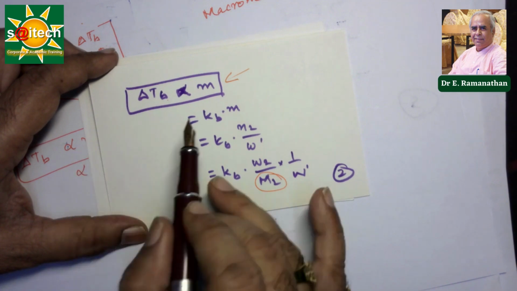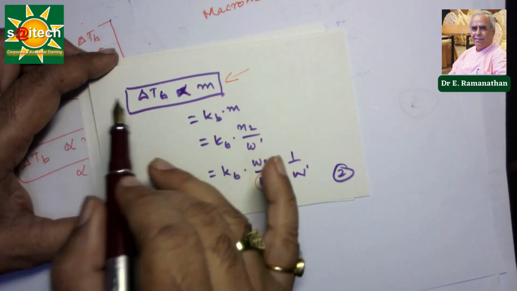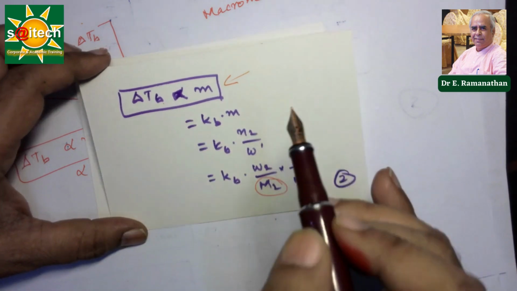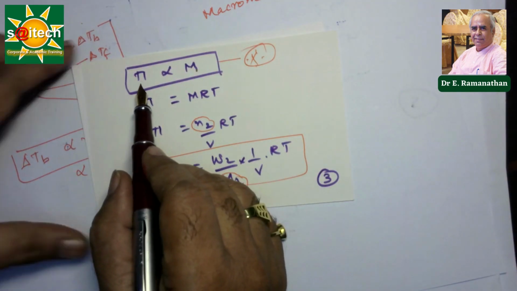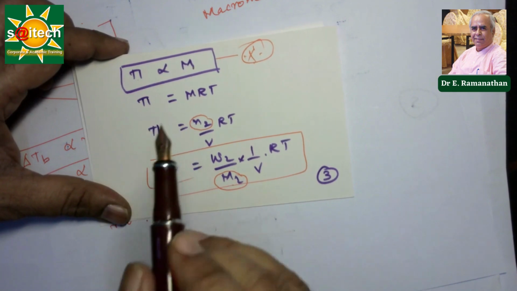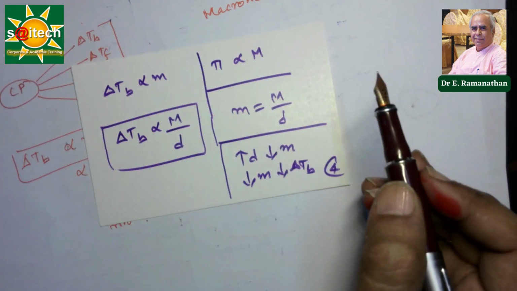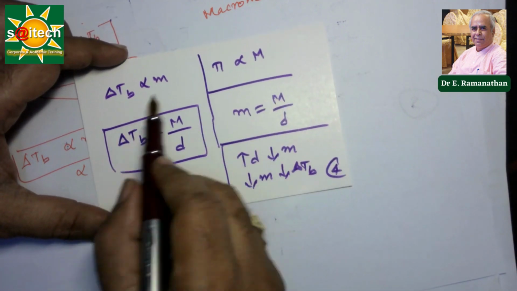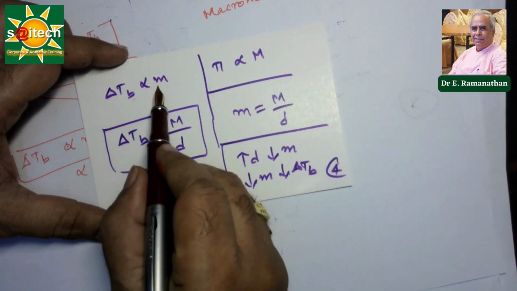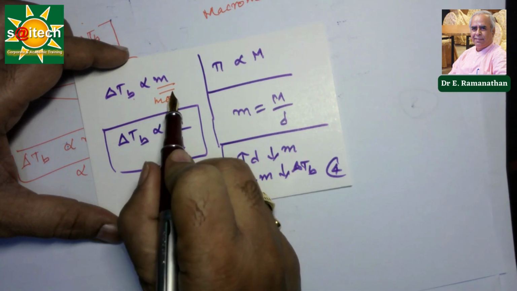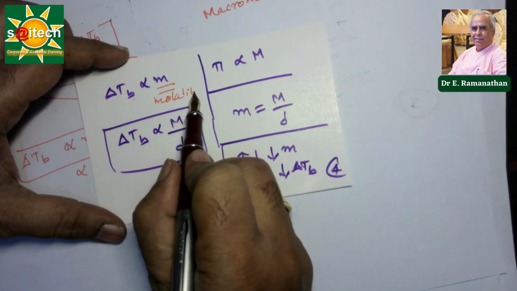But our question is, why is elevation of boiling point not preferred, rather this pi, that is osmotic pressure, is preferred as far as macromolecules are concerned. So we have to answer this. Now as we know, delta TB is proportional to molality. So this term is molality. Okay, try to understand this.